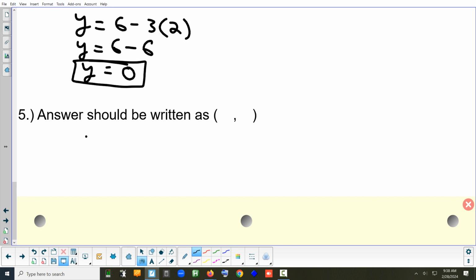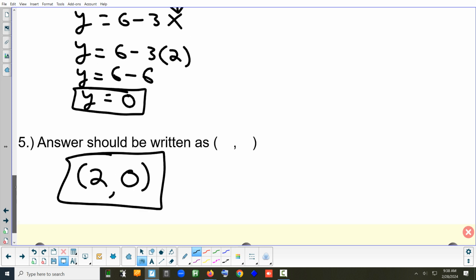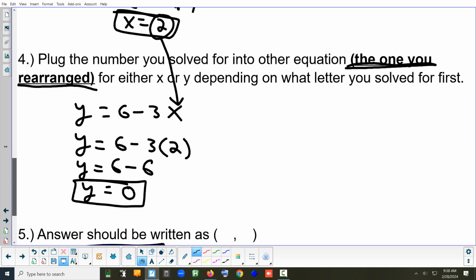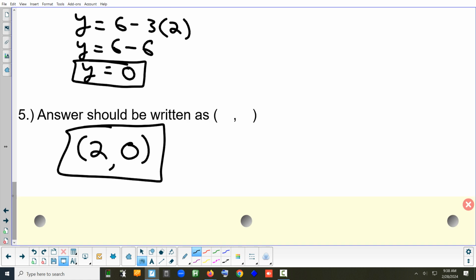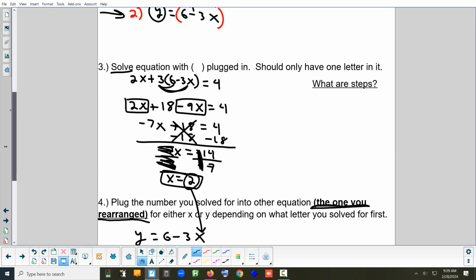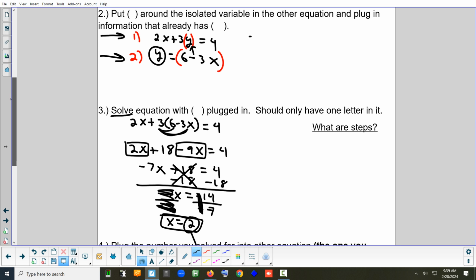So if we want to write our answer as a coordinate, what did we get for the x value? 2. And what did we get for the y? 0. Unless it says on the test, I don't care which way you leave it. You can put a box around each answer, or you can also write it as a coordinate.